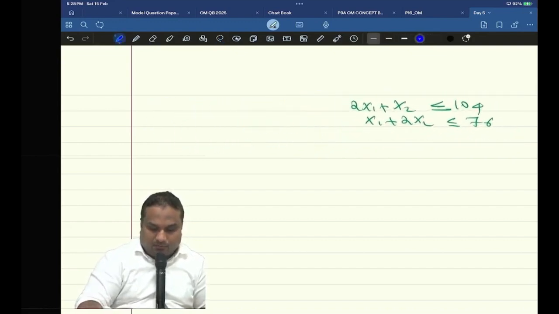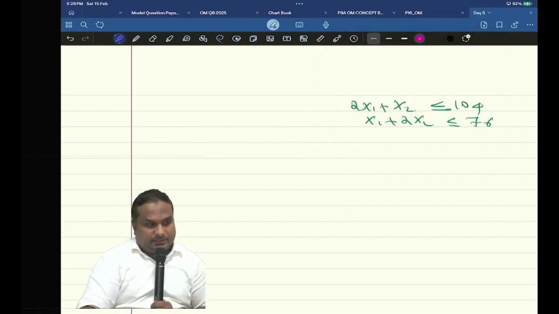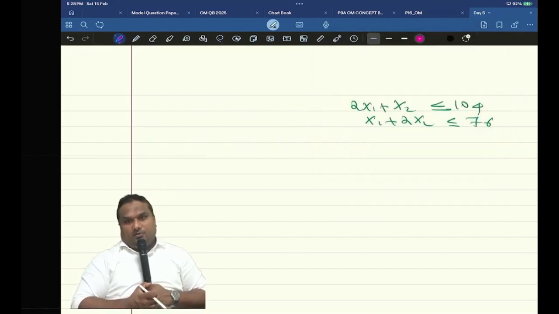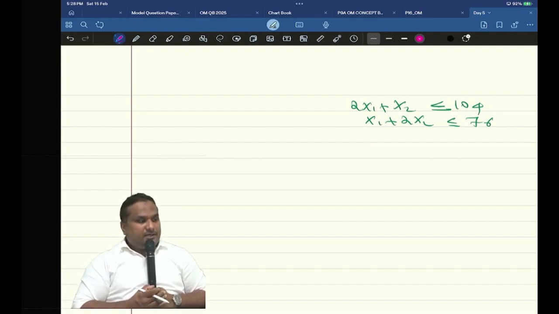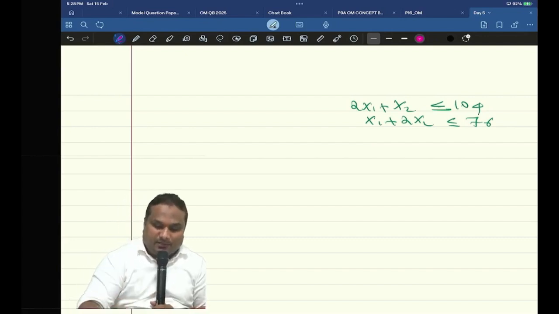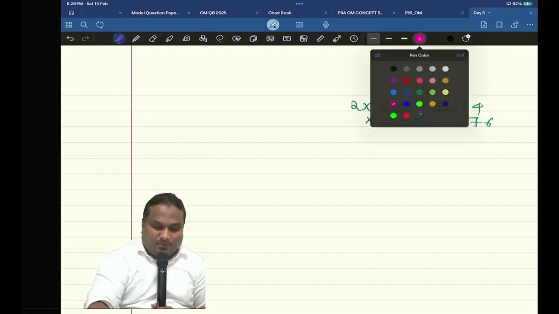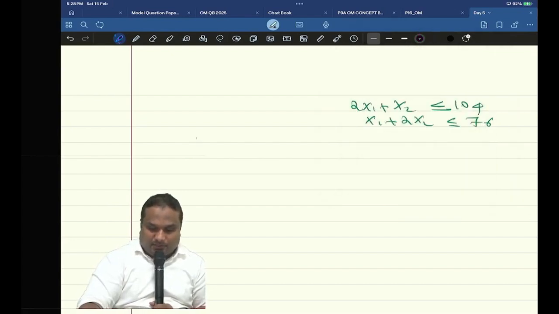Now, if you want to find the point of intersection of two equations by linear inequality, simply solve these two equations. This is 9th standard stuff. 2x1 plus x2 equal to 104. x1 plus 2x2 equal to 76.